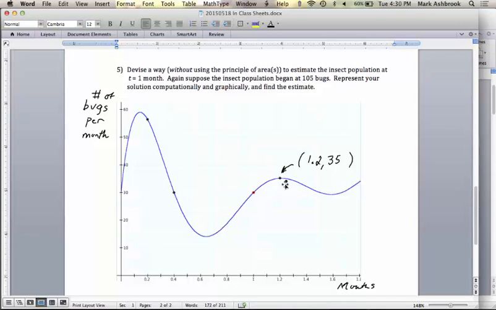Okay? And then the population starts going down here, right? Population starts decreasing. Right? No. The rate of change is decreasing. Okay, so what is right here at 1.4? What's happening to the population at 1.4 months?